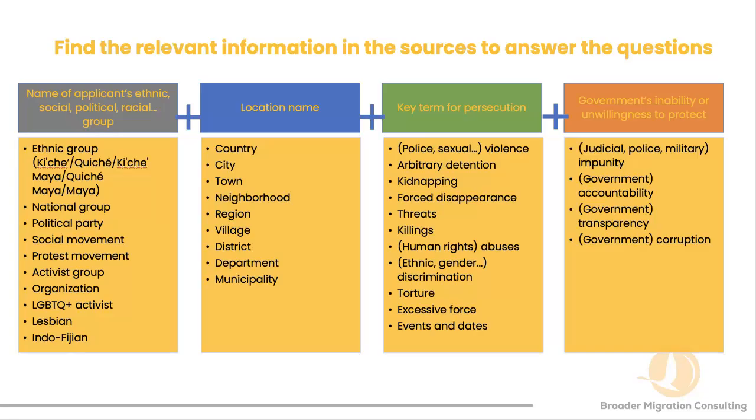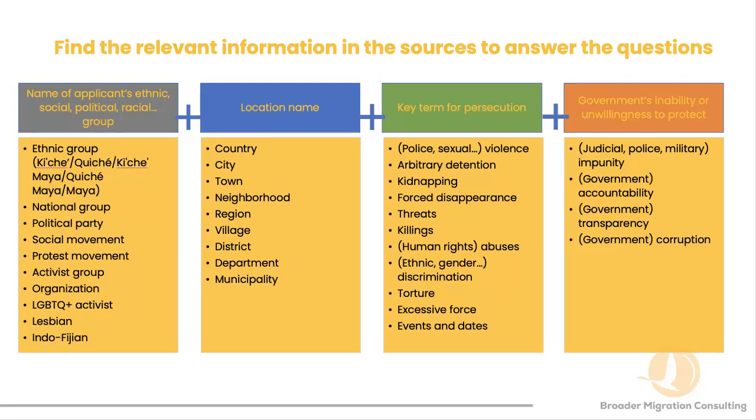So this is the search logic I use. There are 4 columns, as you can see. Each column represents a type of key term that you can search to find relevant information. Starting from the left, we have the name of the applicant's social, ethnic, racial group, and so on. And here are some examples that I put in there.